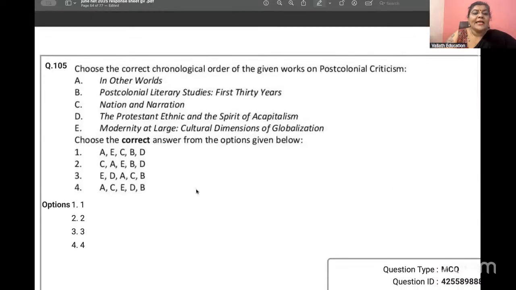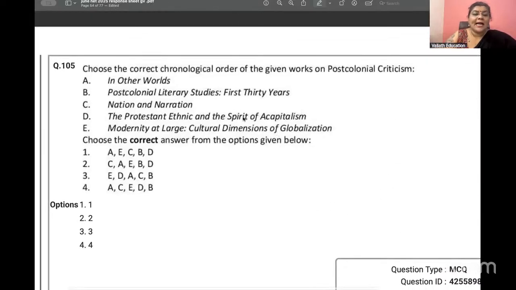Then, In Other Worlds, okay, that is by Gayatri Spivak. You should know that. Nation and Narration, 1990. Modernity at Large is Arjun Appadurai. So, it came after Nation and Narration for sure. Nation and Narration is earlier. Nation and Narration is 1990, you know. In Other Worlds is 87 or something, right? Before this anyway. So, the other two, see, A, capitalism, post-colonial literary studies, first 30 years.